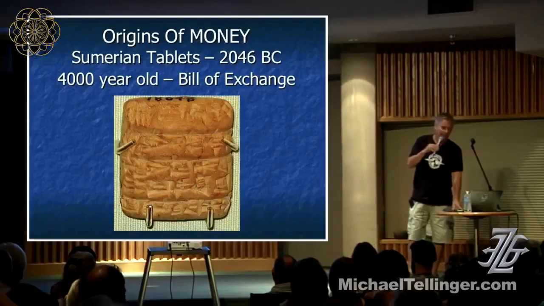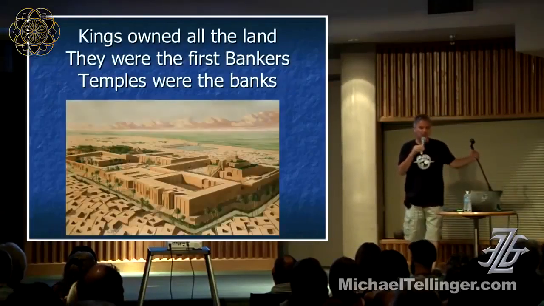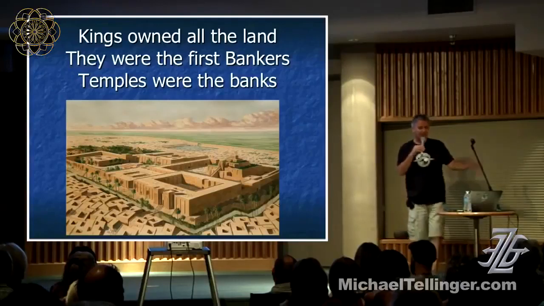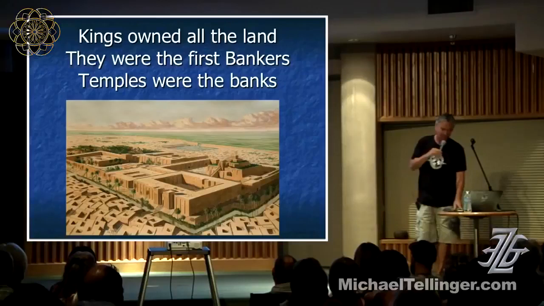Whether it's 6,000 or 8,000 years ago, who knows? But what it tells us is that the first kings owned all the land. They were the first bankers, and their temples were their first banks. And the way they created money is exactly the same way that our bankers create money today.